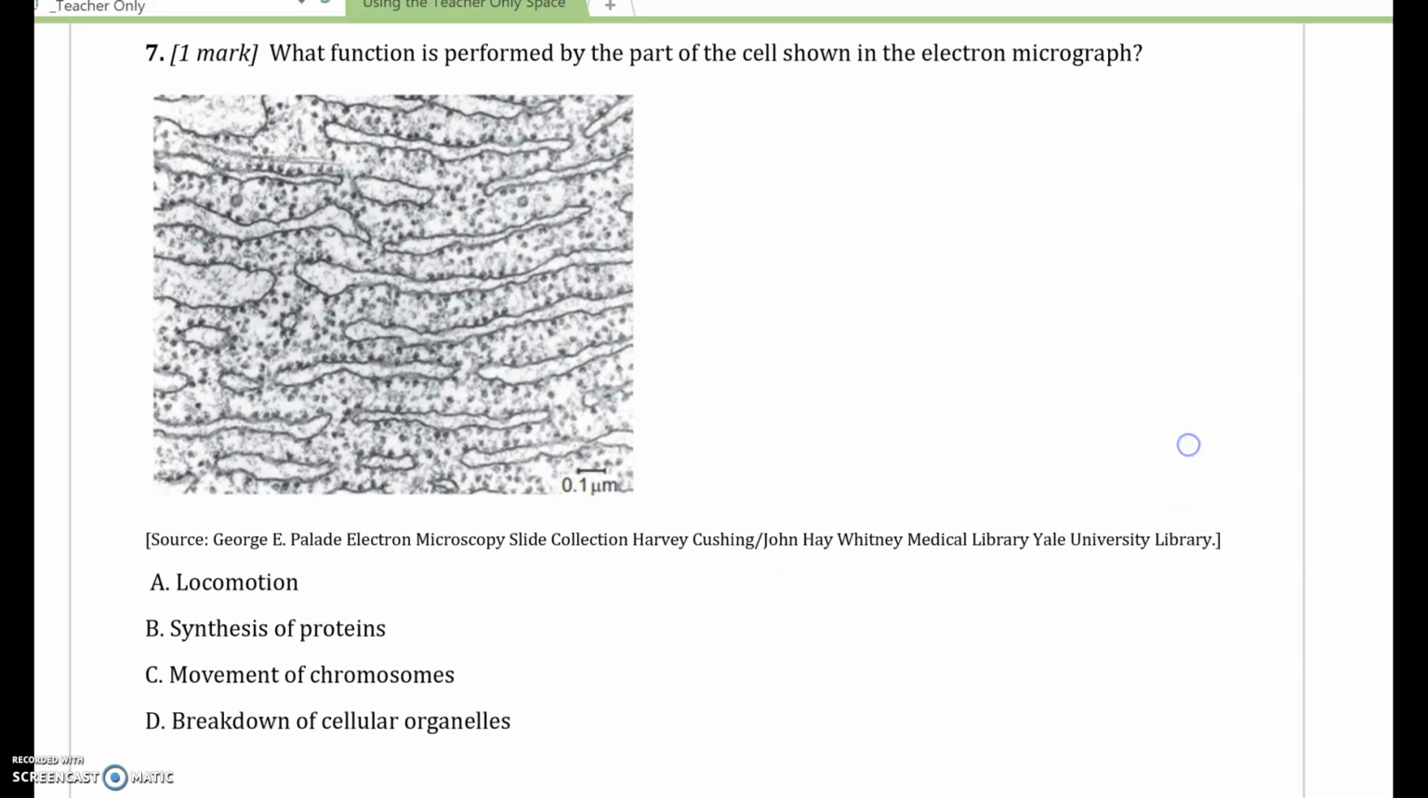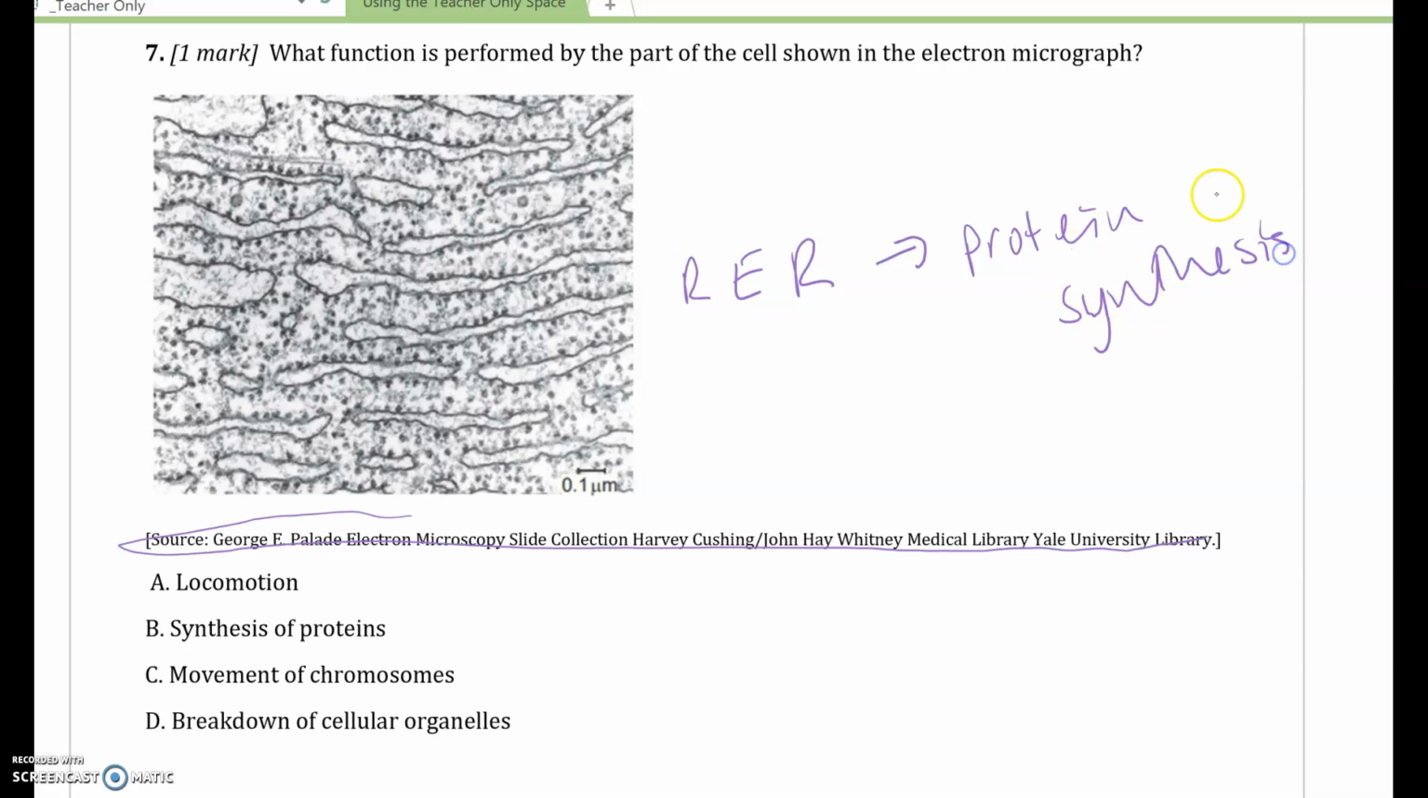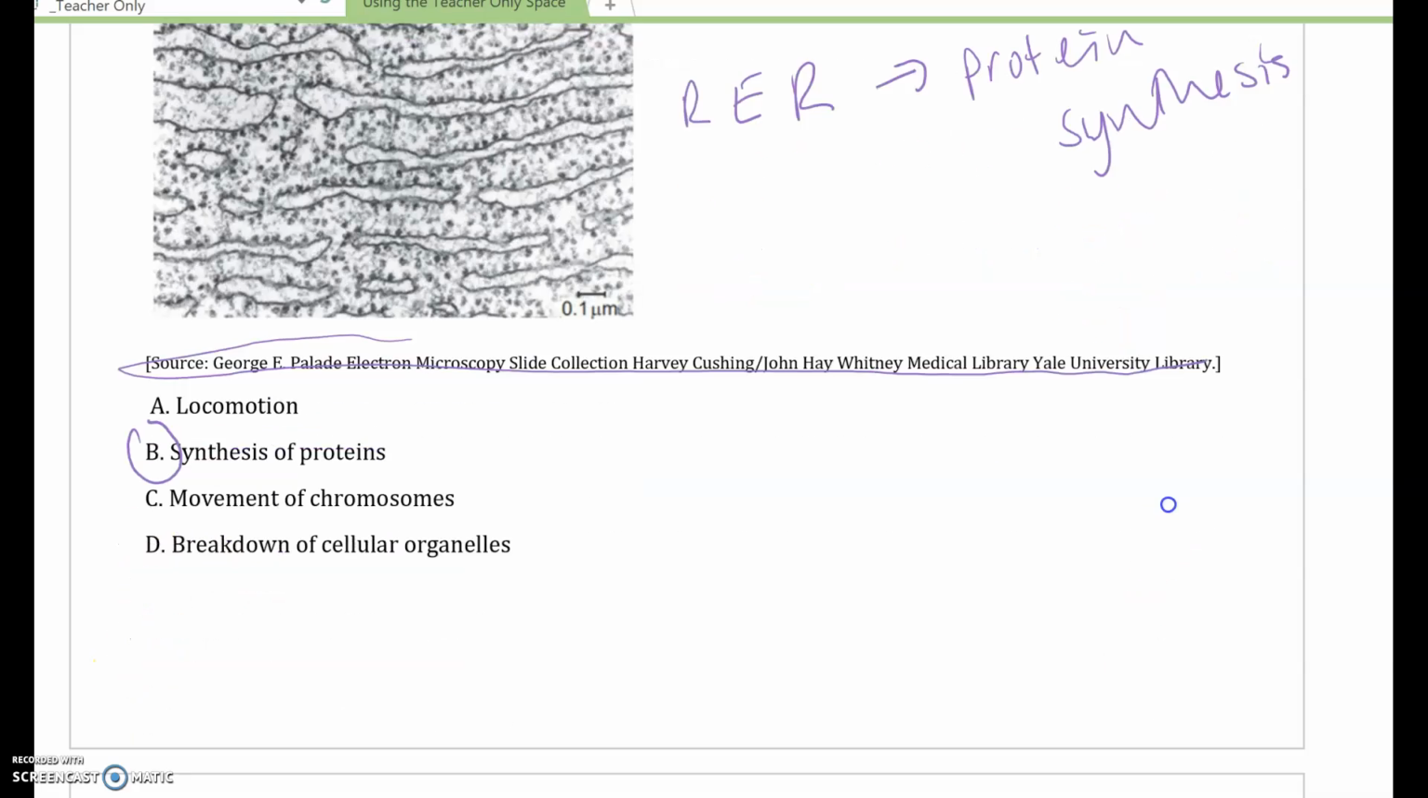Okay, question 7. What function is performed by the part of the cell shown in the electron micrograph? So the first thing you have to identify is what is being shown. It's always a good idea to look in the source to see if there's any information there. There actually isn't on this particular occasion. So we have a look at this, and this is our rough endoplasmic reticulum, and the function of the rough endoplasmic reticulum is protein synthesis. Okay, so now that you've identified that, you go down, and the answer therefore is B, synthesis of proteins.